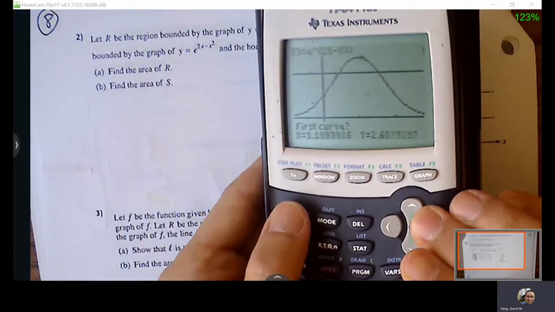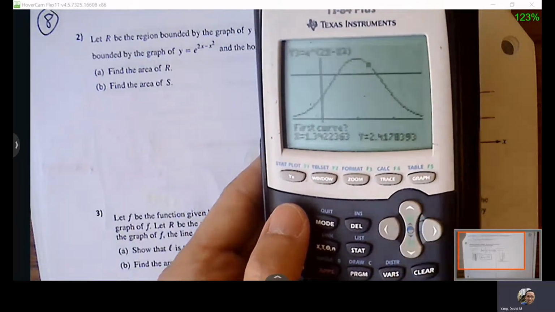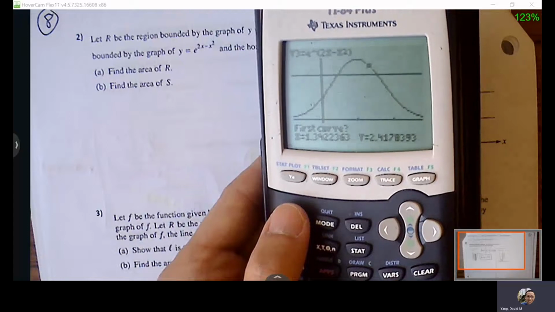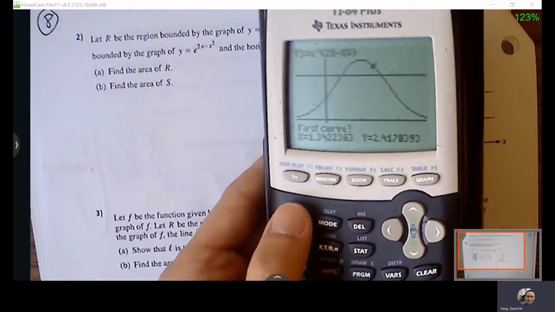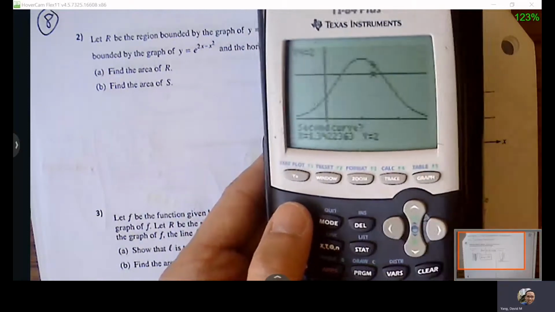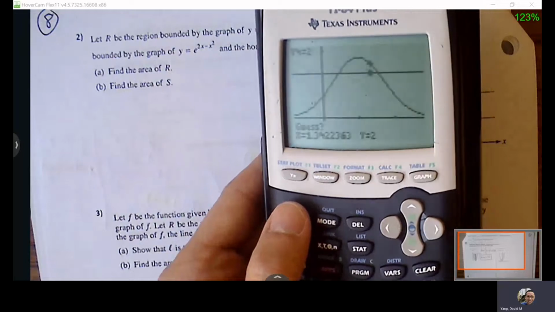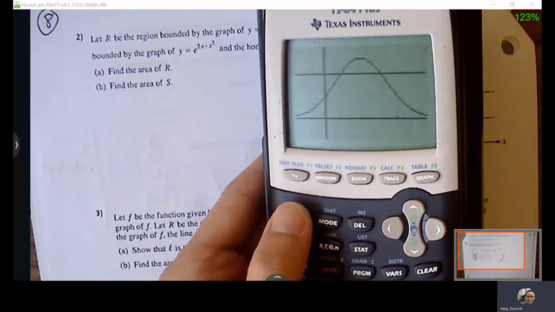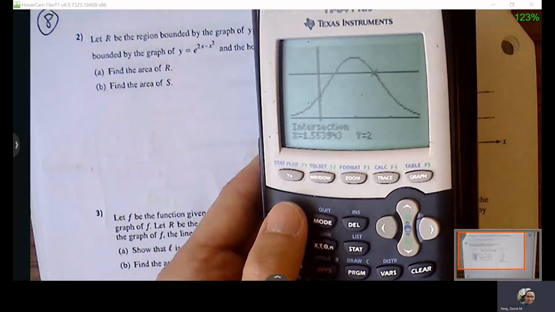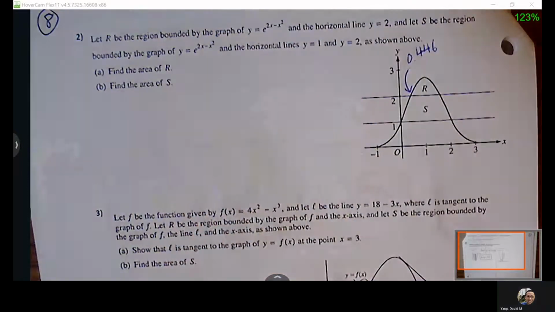Now I'm going to pick a point close to that other intersection. Again, make sure that you never put your cursor on the intersection, because then the calculator will get confused. It doesn't know what you want it to do. So pick points close to it, and then make the calculator find it for you. Okay, 1.554.